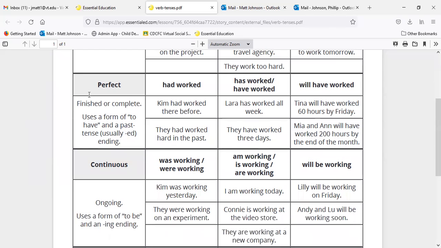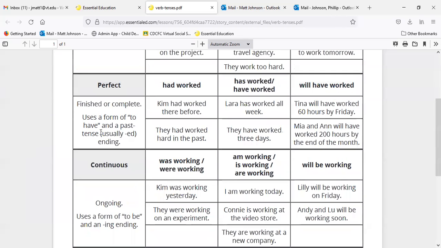A little different here. So using had, has, or will have means the work is completed at a particular time. So by Friday, Tina will have completed 60 hours of work. That work, whatever that action is, is completed and finished.